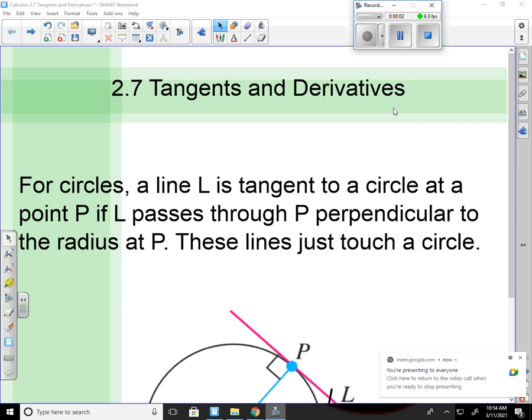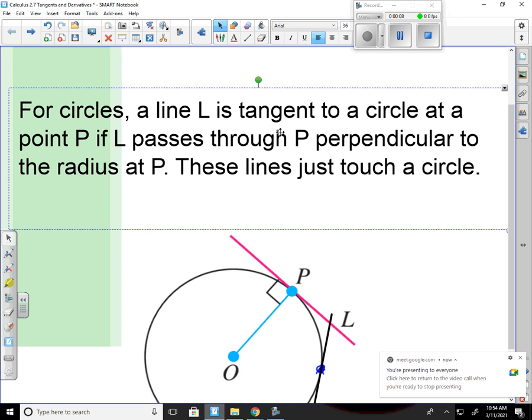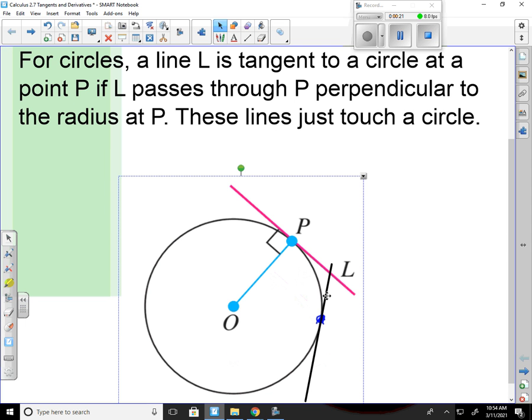Okay, so today we're starting 2-7 tangents and derivatives. So for circles, a line L is tangent to a circle at a point P if L passes through P perpendicular to the radius at P. These lines just touch the circle.